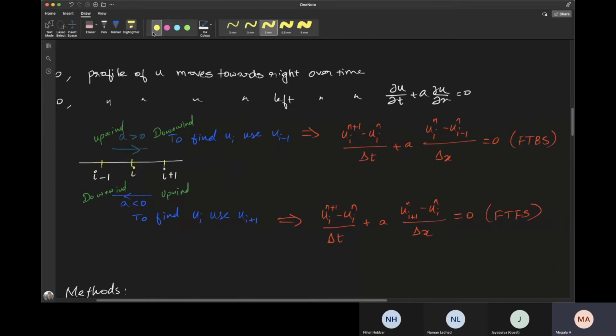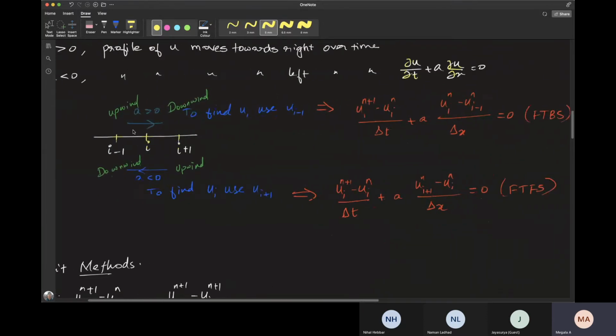So you are basically doing a forward difference in time and backward in space, because you want to only consider the point i minus 1 and not anything to the right. So in that case, you go about doing a backward difference in space. So if a is greater than 0, you go about doing FTBS, forward in time, backward in space.